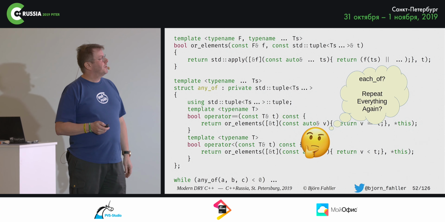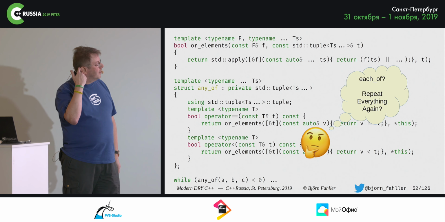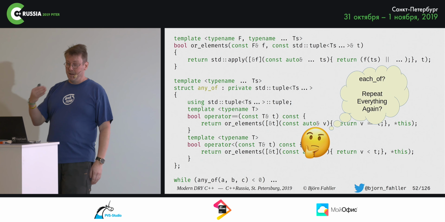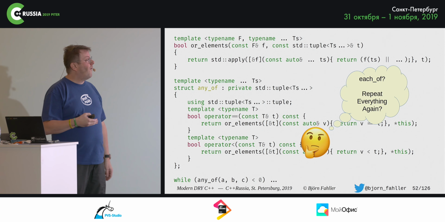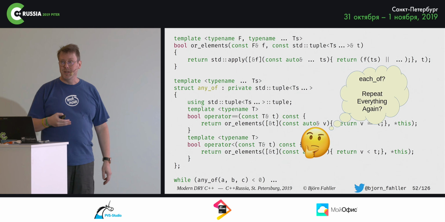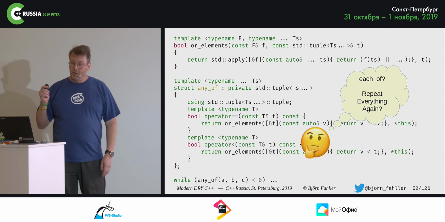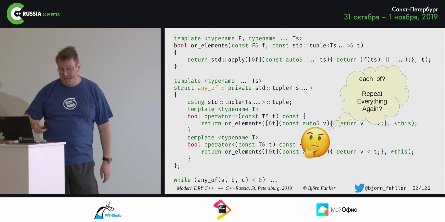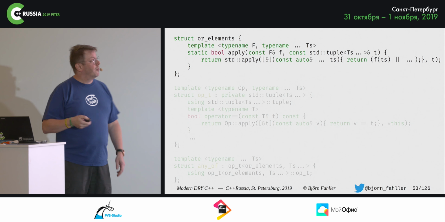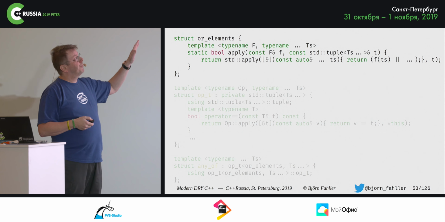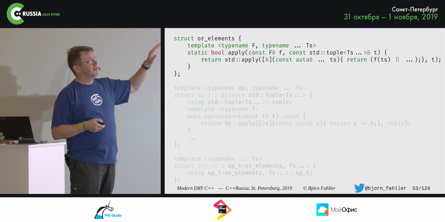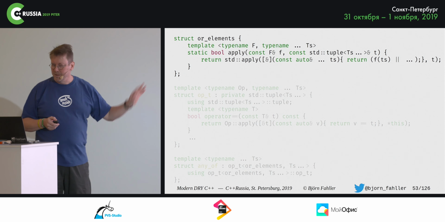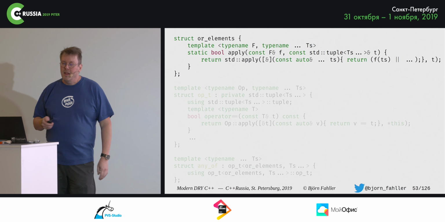But what if we want to add an each of also, in addition to any of? To repeat everything again? That is not really what we want to do, is it? So, as always, you add yet another level of indirection. So I make my OR elements not a freestanding function, but a type that has a named static function. I don't think apply is the right name, but never mind, it's what I used.